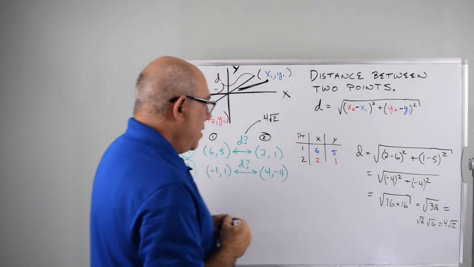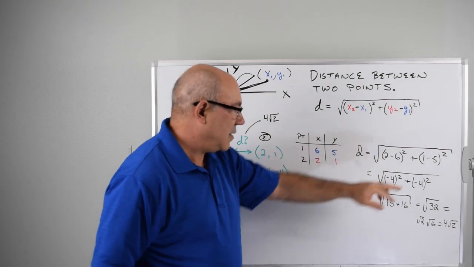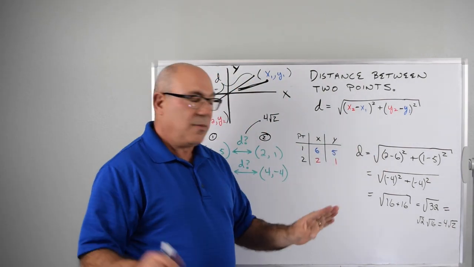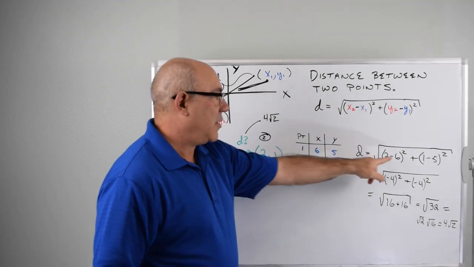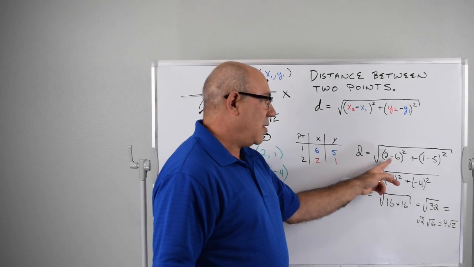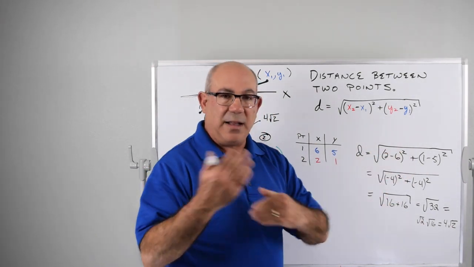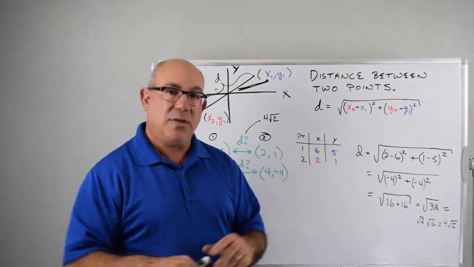Now, I want to note something here, that it doesn't matter what order you put these in. You could pick whichever one you want to pick as point 1 and point 2. Doesn't matter, because we're going to square the difference. So if you get a different sign, if we would have flipped these around and had 6 minus 2, we would have had 4 squared, 16. The squaring of it is going to cancel out the order problem. So it doesn't matter what you pick as long as you stay consistent through the problem.